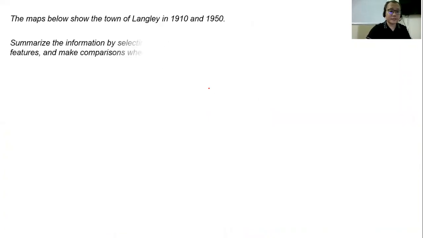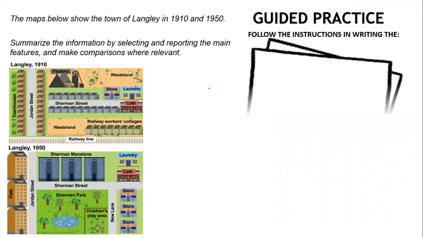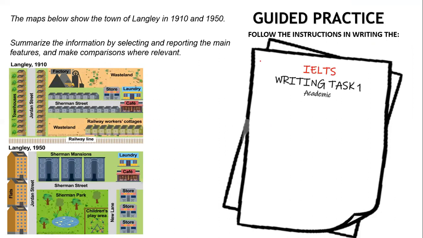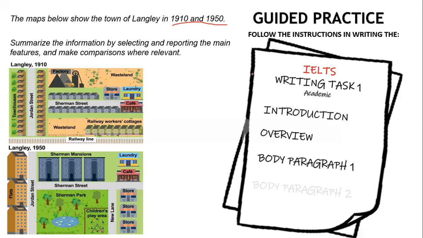So here we have the maps below show the town of Langley in 1910 and 1950. So you have to check how many years that is. So 1910, 1950. That's about 40 years, right? Yes, about 4 decades. So you have to change that. Find synonyms, okay? And here we have to write the introduction and overview.